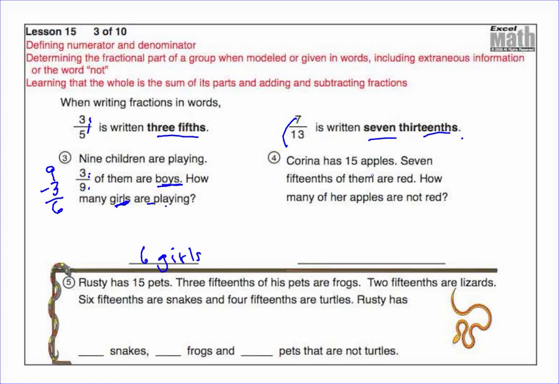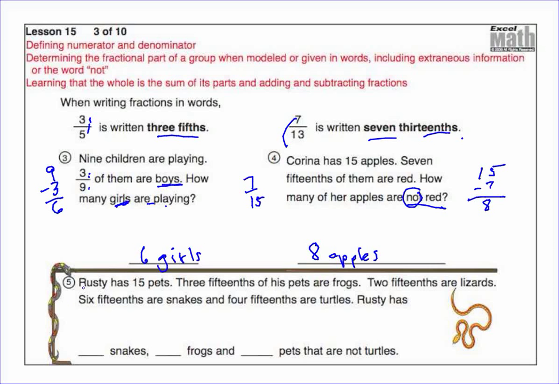Karina has 15 apples. 7/15 of them are red. How many of her apples are not red? Notice the word not right there. Hopefully you caught that. Well, if she's got 15 apples, 7 red, we can subtract to find out that the rest of them, 8 apples, are not red.